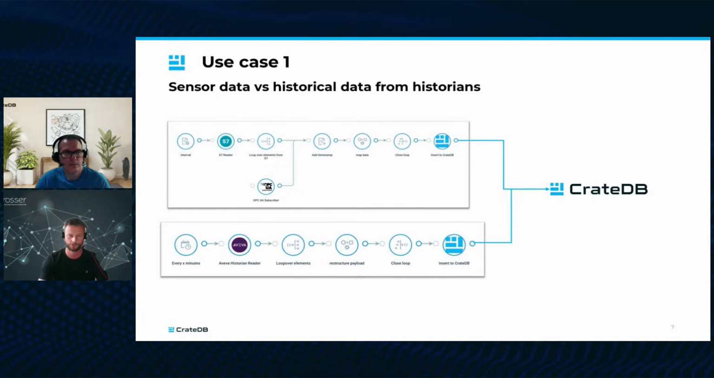We fetch the historical information and send this to Crate as well, so that on the CrateDB level you have a possibility to compare the sensor data that you just got in from the current production steps with previous data from the historian system. This is then something that you can analyze in CrateDB quite well and detect anomalies, drifts, exceeded thresholds and all that stuff.